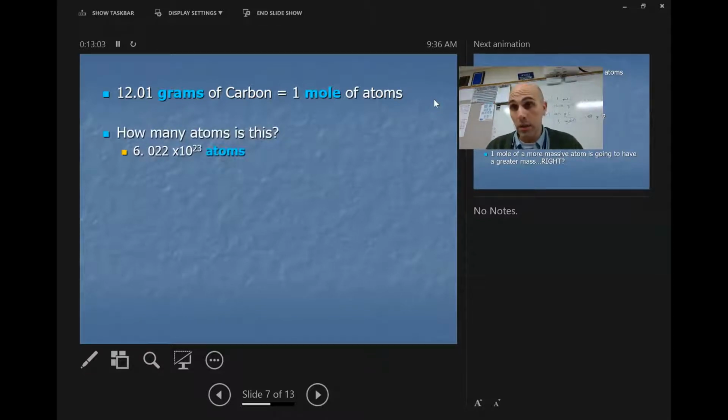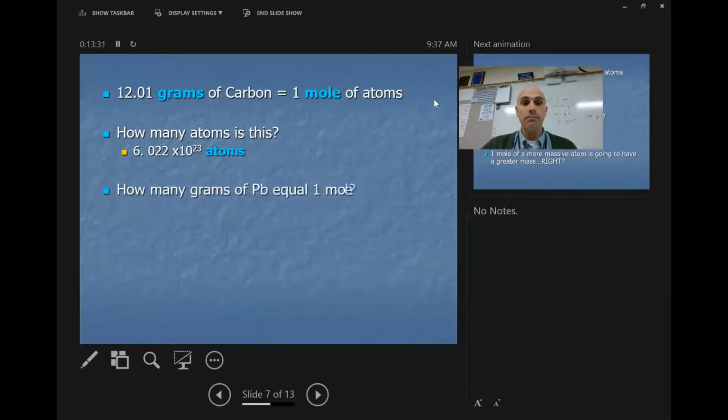Okay, my second question, I already kind of put it up there. How many atoms is this? How many atoms, molecules, particles are in 1 mole? Avogadro's number, 6.02 times 10 to the 23rd. Very, very important. 6.02 times 10 to the 23rd.